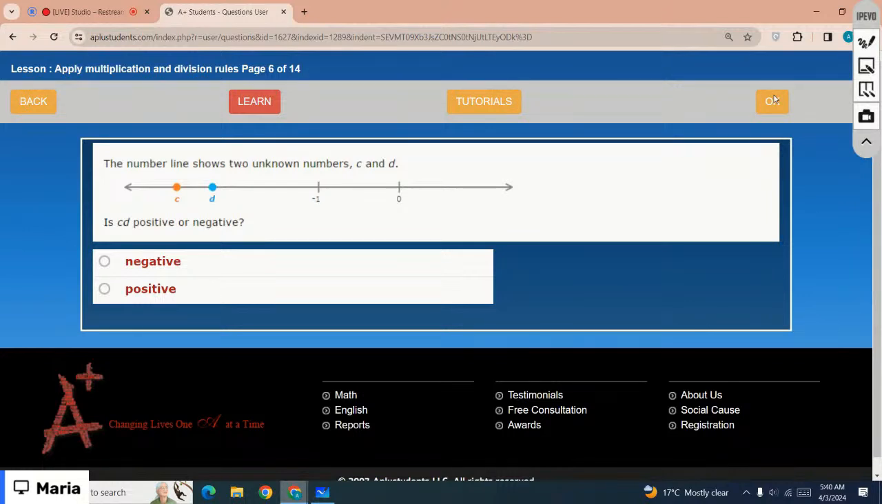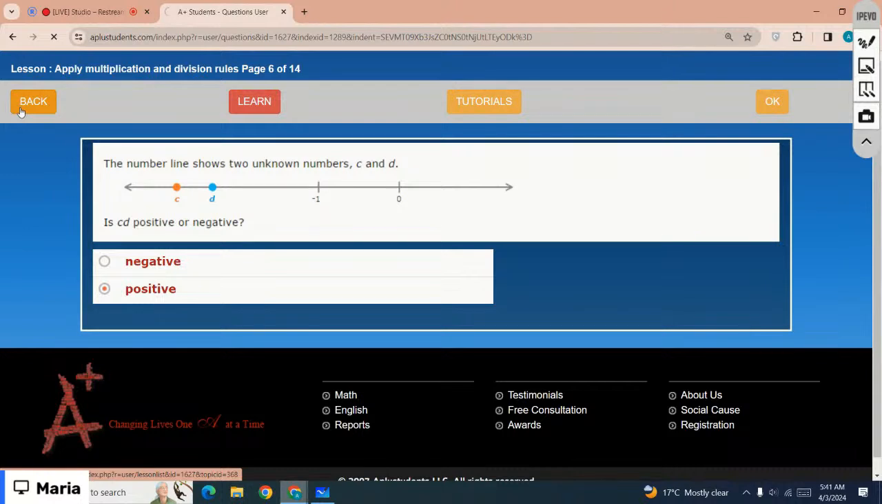The number line shows two unknown numbers c and d. Is cd positive or negative? Which is the correct option? Both c and d are on the left hand side of the 0, right? That means both the numbers are negative. And the product of two negative numbers is always a positive number, right?